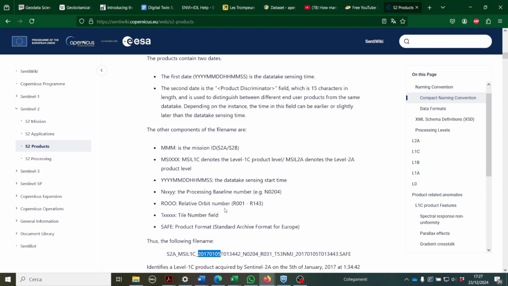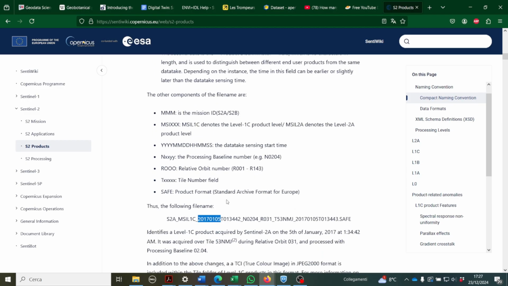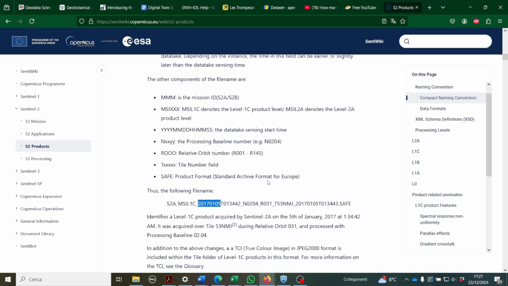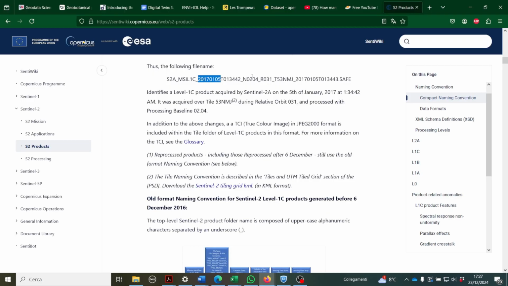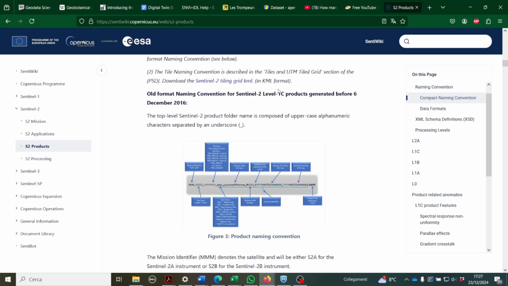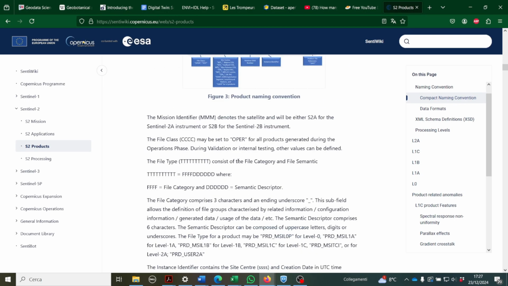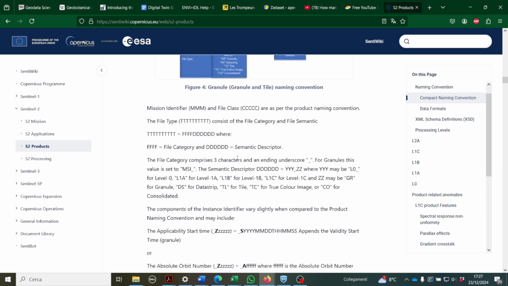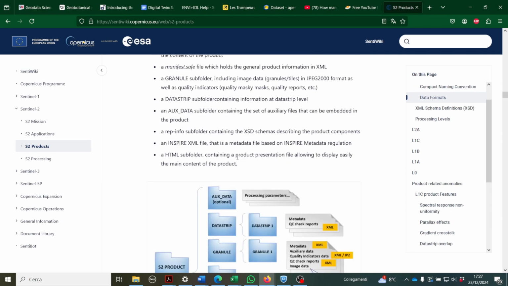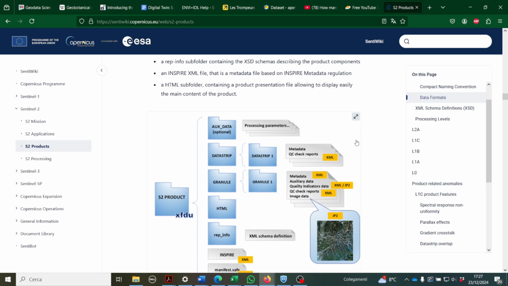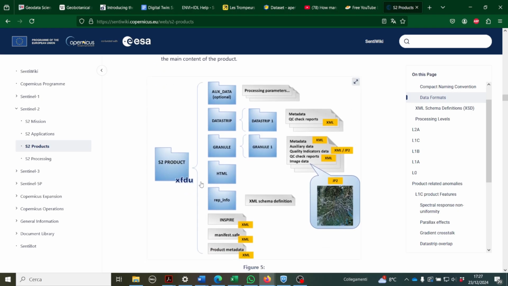Then you have the processing baseline number, the relative orbit number, because the orbits are also numbered in a geodetic reference, the time number fields, and the processing, the product format, that is the format in which the product is delivered. So you have these things here. When you are downloading the data, this is the schema.